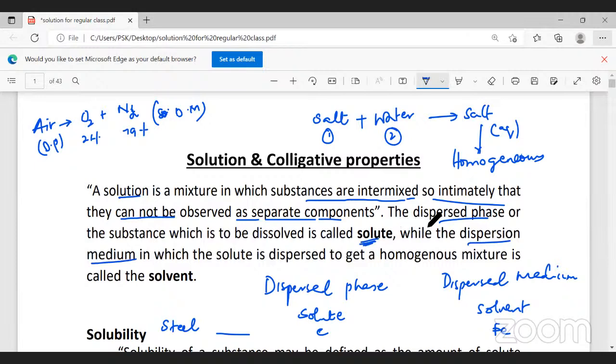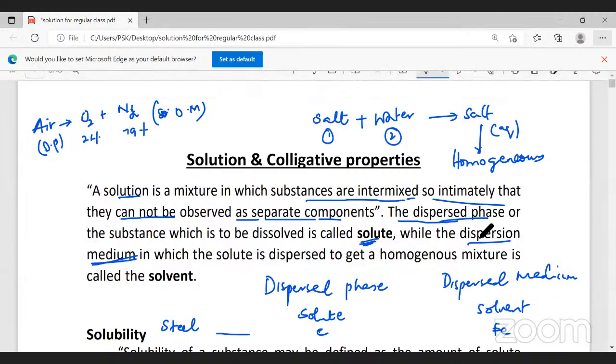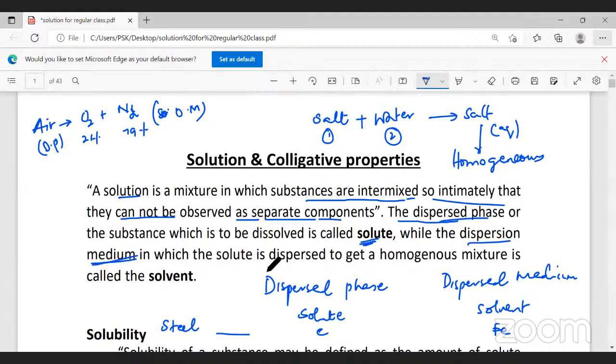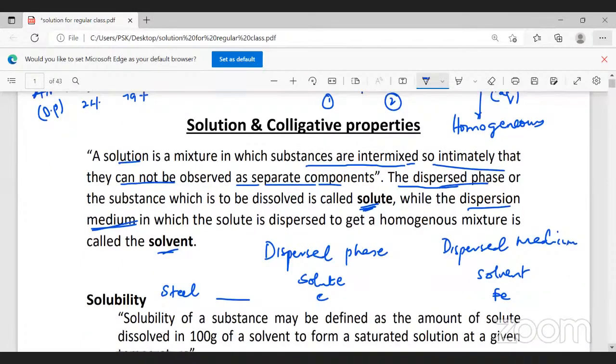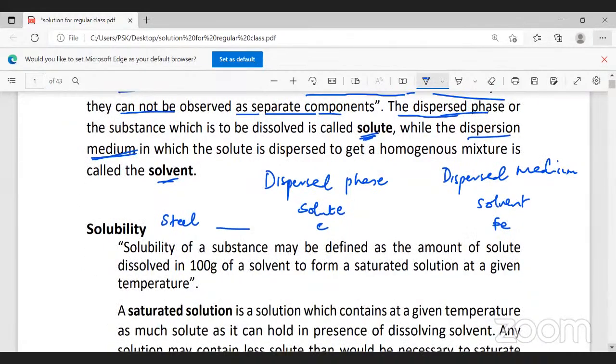So that is why we are introducing the terminologies here, dispersed phase and dispersed medium. What is dispersed phase? Substances which are in smaller quantity, which is distributed or which is dissolved is called as dispersed phase. A chemical substance which is taken in large quantity, which contains the dispersed phase is called as dispersion medium. And dispersion medium is otherwise called as a solvent here. So far, is it clear? Yes, sir. Everybody followed? Yes.